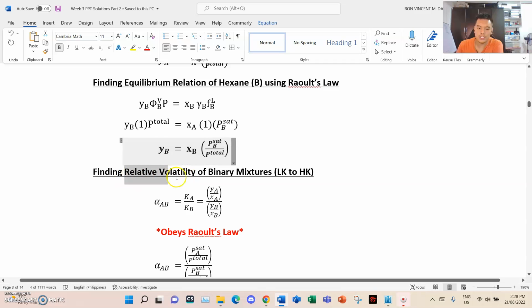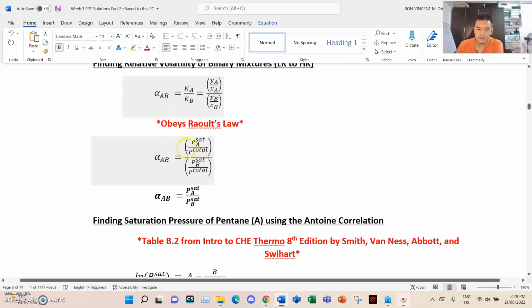Then we need to find the relative volatility of binary mixtures. This relative volatility has the form of Ka over Kb. Ka is simply the ratio between the gas mole fraction and the liquid mole fraction of one component. And since this obeys Raoult's law, this one is applicable to this equation. Substituting, we get that the overall relative volatility of binary mixtures is the saturation pressure of A over the saturation pressure of B.